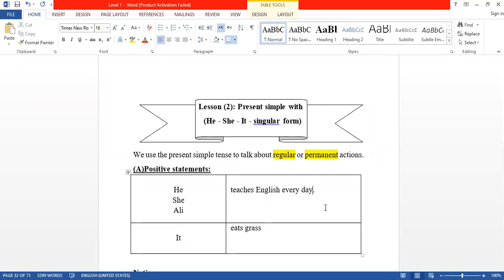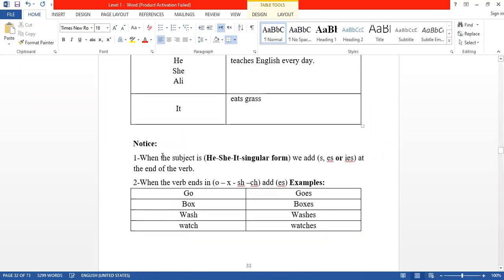So here we have notes that when the subject is he, she, it, or singular form, we are going to add s, or es, or ies at the end of the verb. يعني إذا كان الفاعل أحد هذه الضمائر وإذا كانت الجملة في الـ present simple أو في الحاضر البسيط نضيف في نهاية الفعل إما S أو ES أو IES. هنشوف الحالات اللي إحنا بنضيف فيها الS إمتى والES والIES إن شاء الله during this lesson.